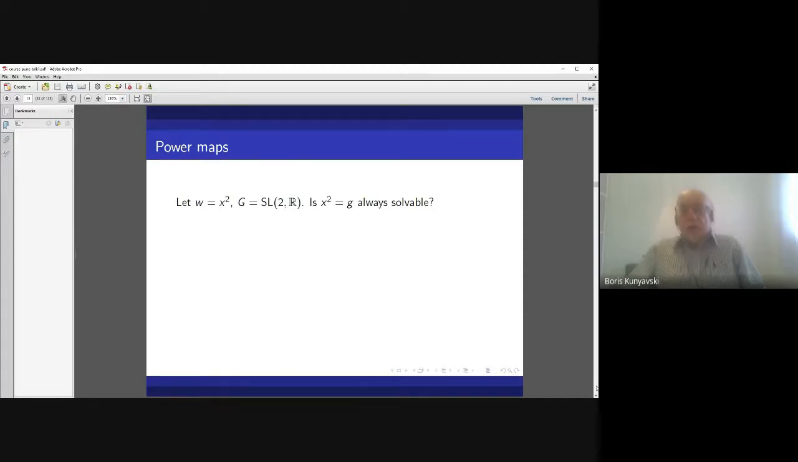So what do you think about this equation in SL_2(R)? R stands for real numbers. We consider the equation x squared equals g. What do you think? I do not ask you to give a proof or an argument, just intuition. Is it always solvable or not? Just say it. Several people can say, I'm not going to make statistics. What do you think? Yes or no? Just no. No. Yeah, you have correct intuition.